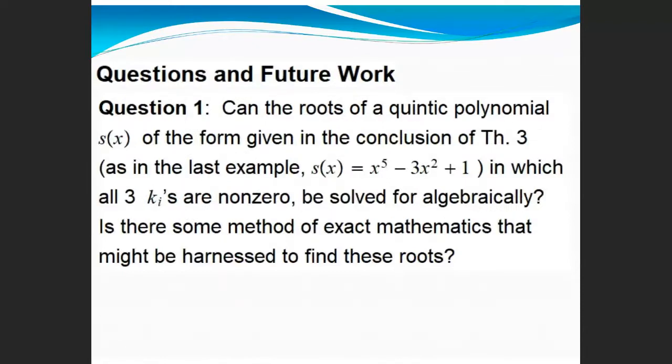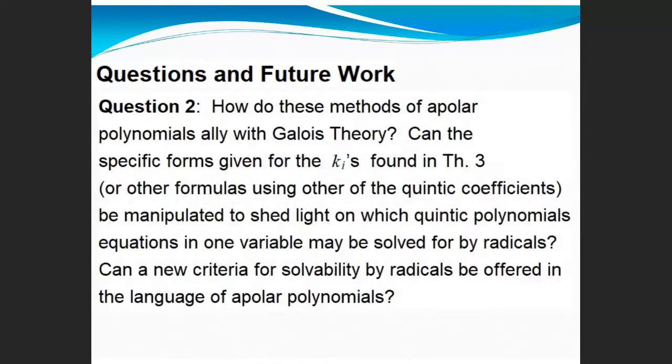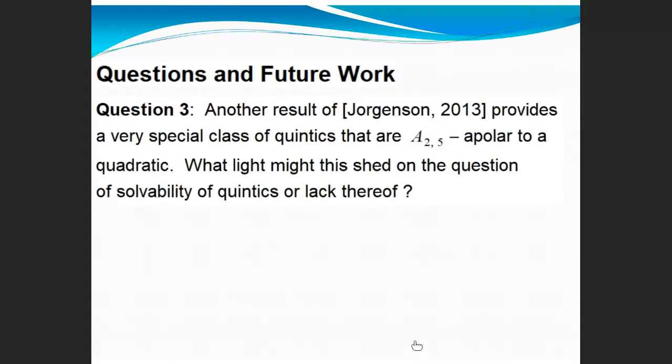Okay, so now here are some questions in future work. With reference to this last example, can the roots of a quintic polynomial given from theorem 3 and the last example, where all three k sub i's are non-zero, be solved for algebraically? Is there some method of exact mathematics that might be harnessed to find these roots? Now, how do apolar polynomial methods align with Galois theory? Can the specific forms given for the k sub i's in theorem 3 be used to shed light on the quintic polynomial equations in one variable that may be solved for by radicals? And can a new criterion for solvability by radicals be offered in the language of apolar polynomials?